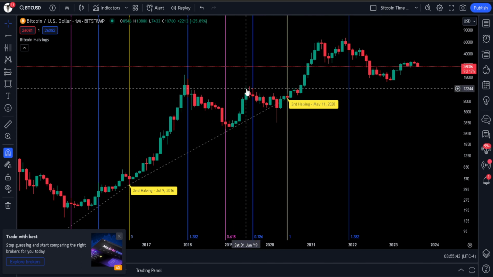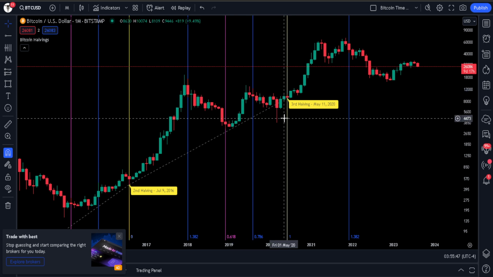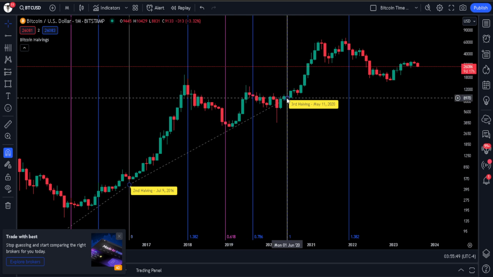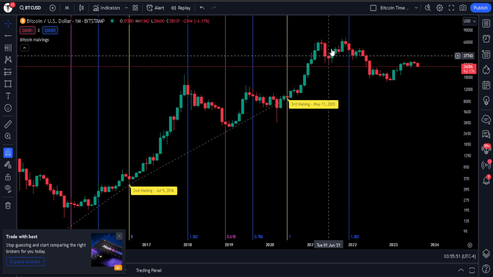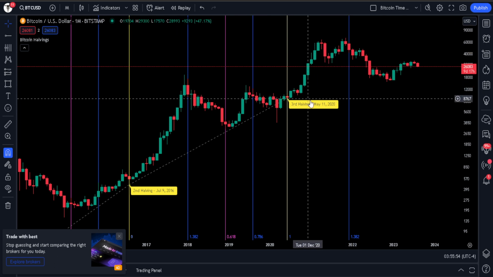and off we went. And the accumulation phase ends, and then we had the virus dump, and by the halvening, you get the explosive move to the upside after the halvening.